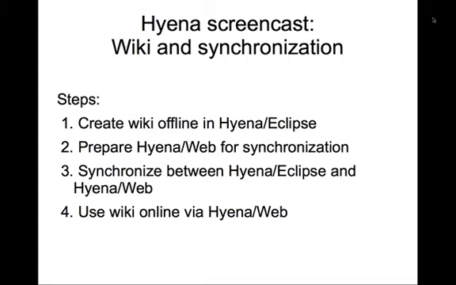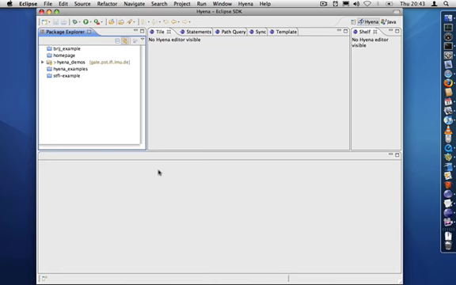In this screencast, we create a wiki offline in Hyena Eclipse, then prepare for synchronization, then synchronize between Hyena Eclipse offline and Hyena Web online, and finally use the wiki online. Step 1. Create the wiki in Hyena Eclipse.